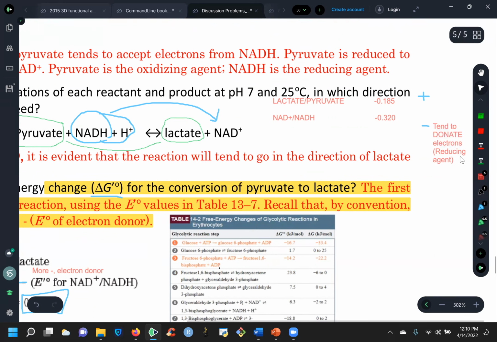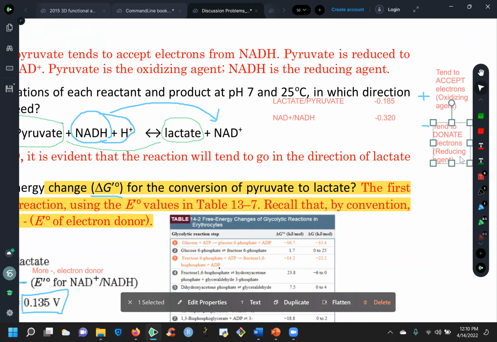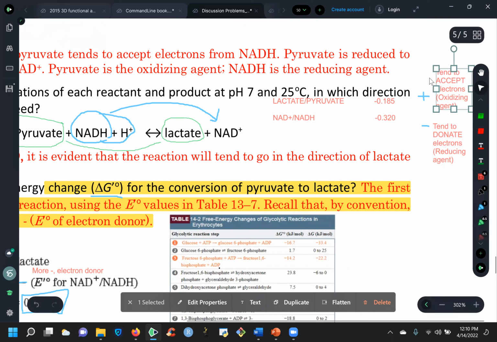So that makes sense. If you donate electrons to something else, that thing is going to become more negative, so you're reducing that thing. That's why you're the reducing agent. If you accept electrons from someone else, you're making that thing more positive. So that's why you're the oxidizing agent. Okay?